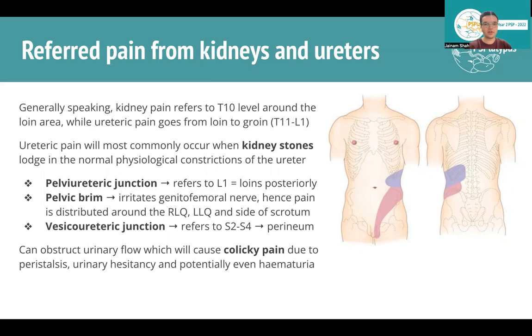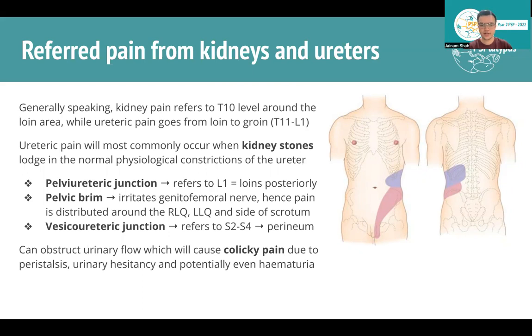And what does the genitofemoral nerve do? It goes all the way down, obviously, into the genital region and the femoral region, right? It makes sense. So you will start to get pain, depending on if it's the left or the right ureter that's being affected, around those lower quadrants, as well as all the way down to the side of the scrotum in males. In females, it'll be down to the side of their external genitalia as well.